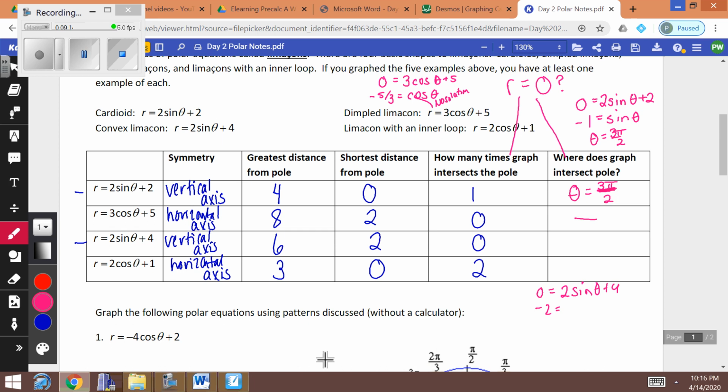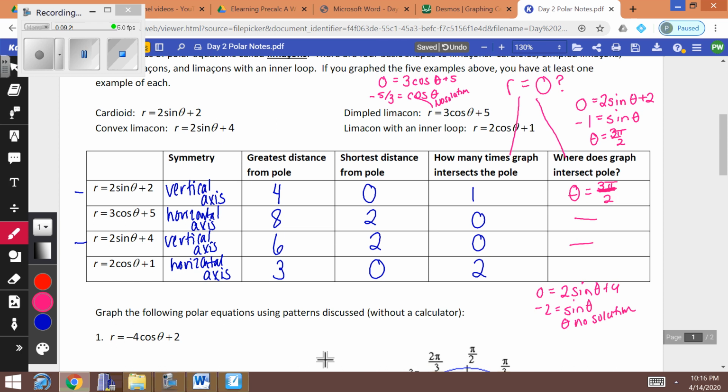We would get negative 2 is equal to the sine, and again, there would be no solution for that one, because it cannot be smaller than negative 1. So it does not intersect the pole at all.